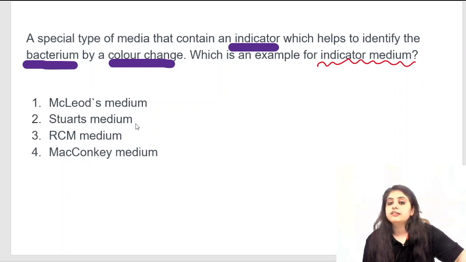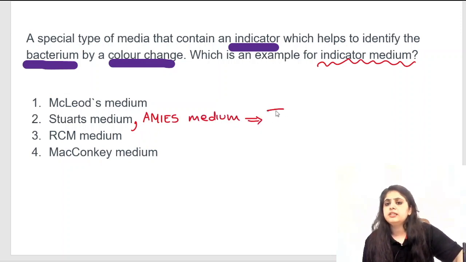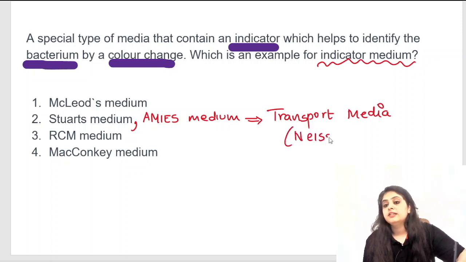I know that there's something called Stuart's media, and something very similar to Stuart's media is Amies media. Where do we use this? These are not indicator medias. These are said to be transport medias. They are used in the transport of samples of which particular bacteria? For Neisseria. They are used in the transportation of Neisseria.